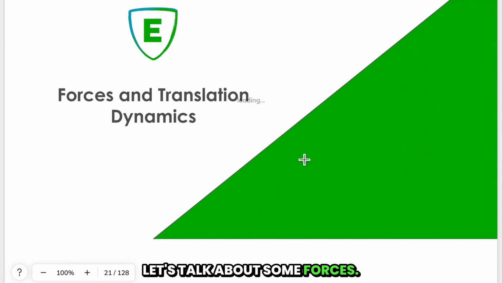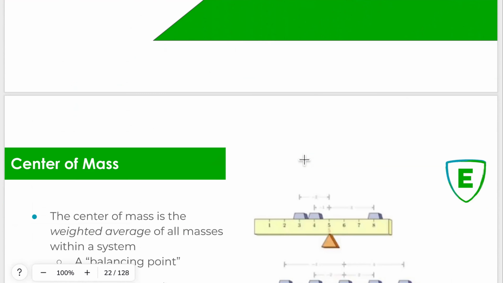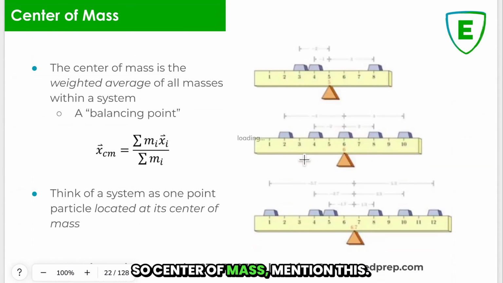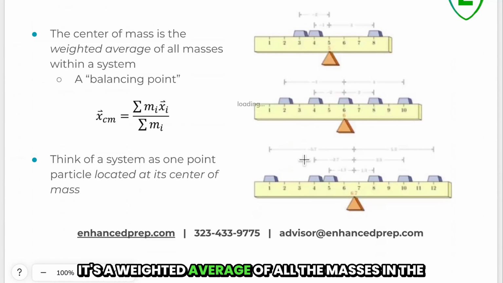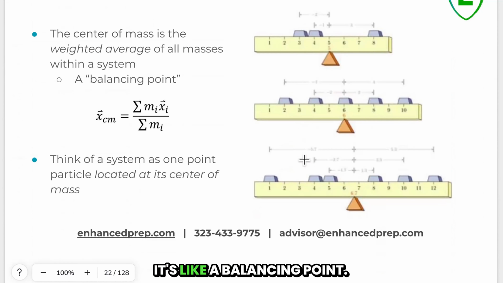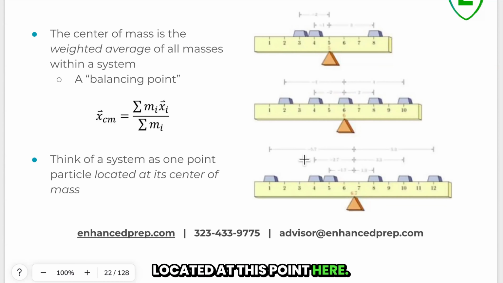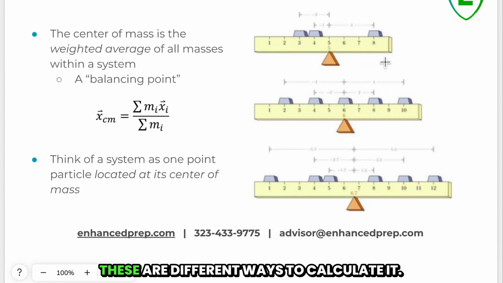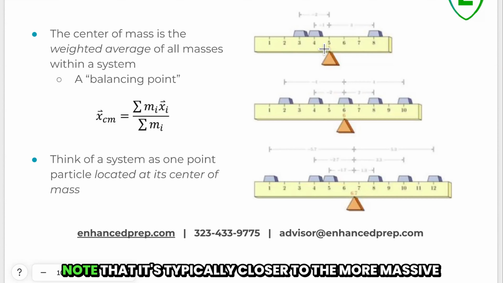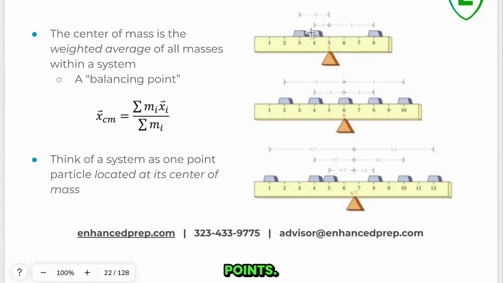Let's talk about some forces. Okay. So, center of mass, mentioned this. It's a weighted average of all the masses in the system. It's like a balancing point. We can say that it's almost as if all of the mass is located at this point here. So yeah, these are different ways to calculate it. Note that it's typically closer to the more massive points.